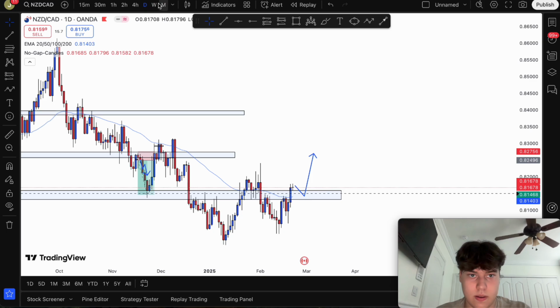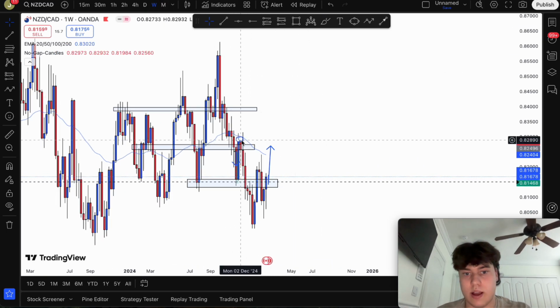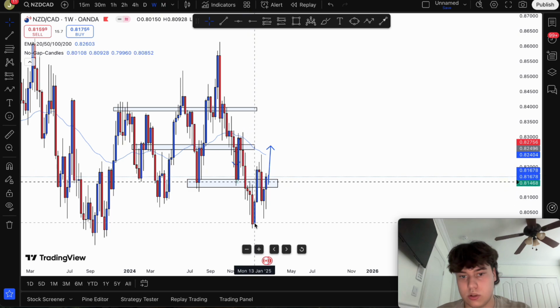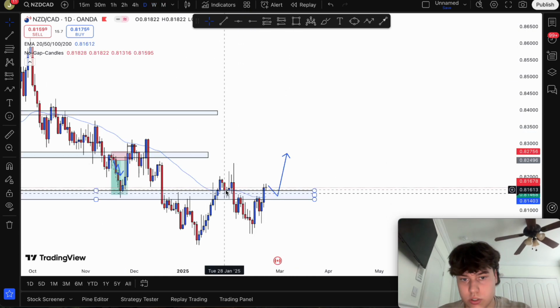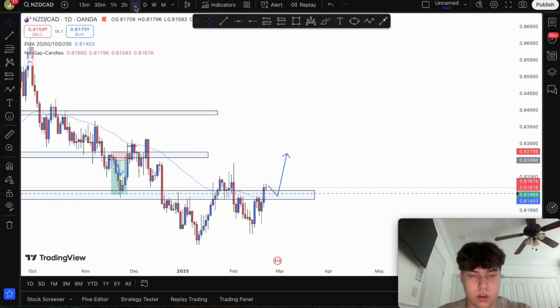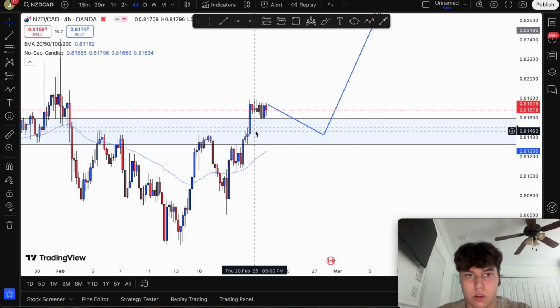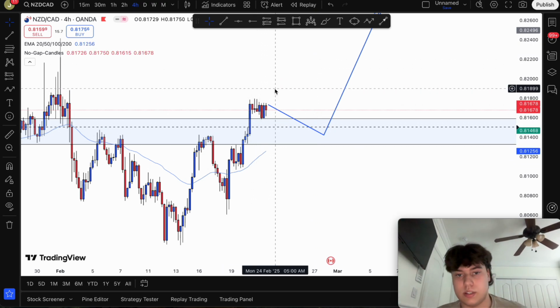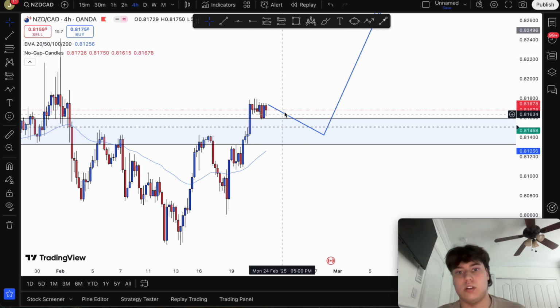NZDCAD on the weekly, we are bearish. We have this lower high and this lower low. On the daily time frame, we are bullish. This is the higher low, and this is the higher high. And then on the 4-hour, we are also bullish. So we have the 4-hour and daily in sync. If this 4-hour somehow shifts bearish, then I won't be interested in this trade.